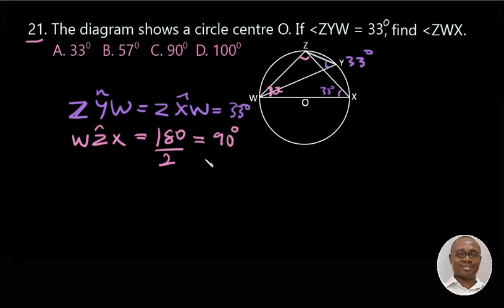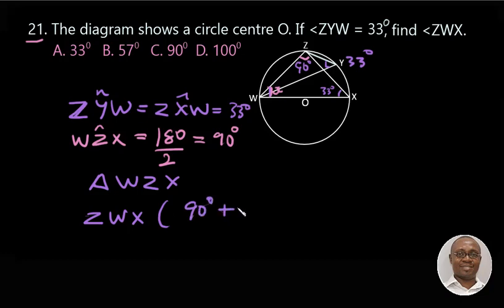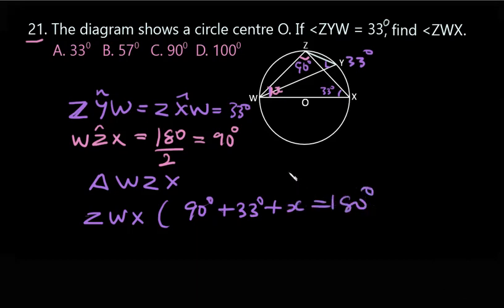So now I don't know if you can see that we have a triangle, which is triangle WZX, with two angles known. With these two angles, we can find this angle, the angle ZWX. This is going to be 90 degrees plus 33 degrees plus x degrees equal to 180 degrees, which is the total sum of angles in a triangle.